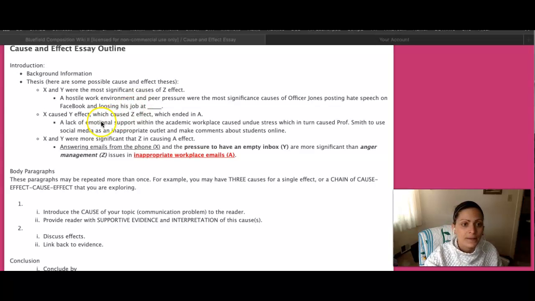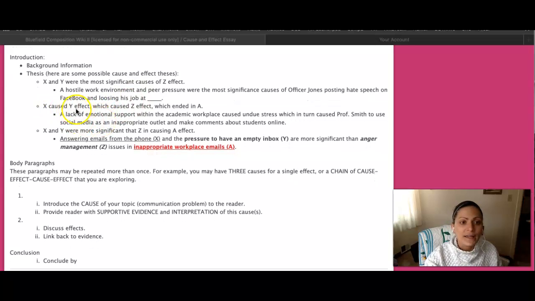Another one, X caused Y effect, which caused Z effect, which ended in A. So this would be a chain argument, right? A lack of emotional support, that'd be X, caused undue stress, that would be Y, which in turn, the stress caused this professor to use social media as an inappropriate outlet, which is Z, and they ended up making comments about students online that lost them their job.